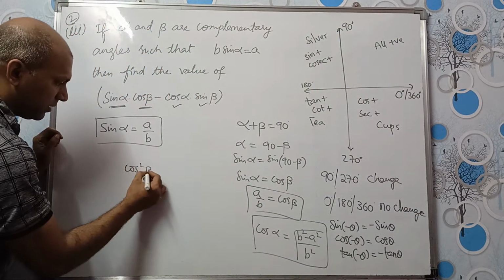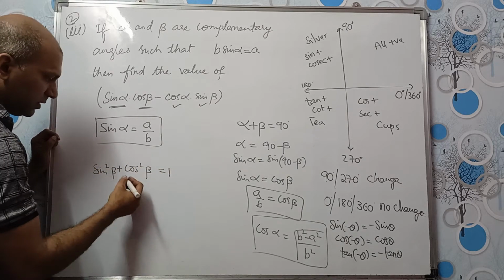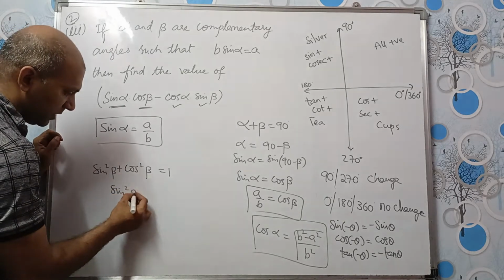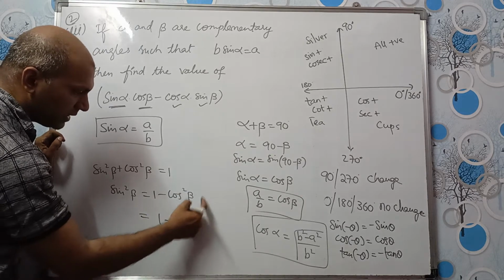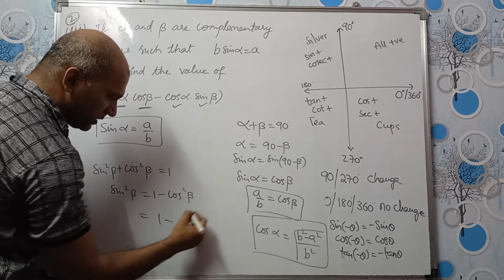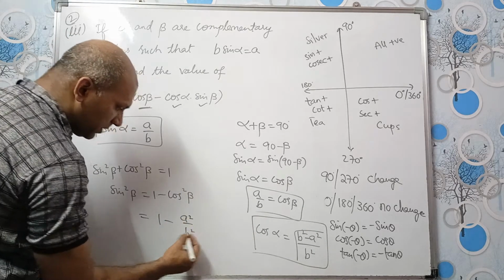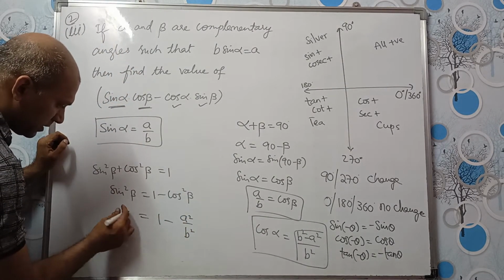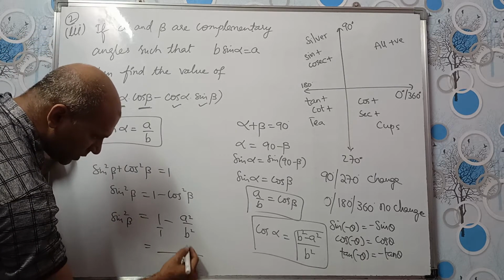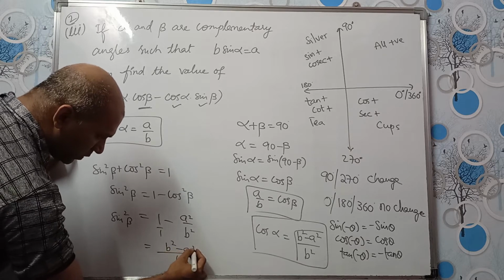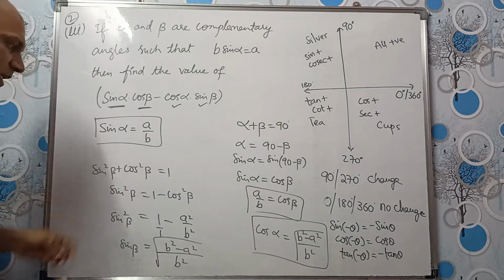Sine square beta plus cos square beta is 1, right? We are finding sine square beta, so let's send cos square beta to the other side. So 1 minus cos square beta. Cos beta is a by b, so cos square beta will be a square divided by b square, and it is sine square beta. If you simplify, this will be b square in the denominator, b square minus a square, and this square goes on the other side and becomes a root, right?